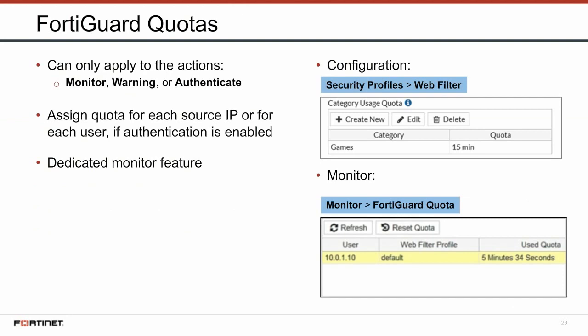FortiGate also includes a feature to customize the quotas of time to access the categories that are set to monitor, warning, or authenticate in the web filter profile. You can customize multiple quotas, timers. Each quota can be applied to either a single category or multiple categories. If the quota applies to multiple categories, the timer is shared among all the categories instead of having a single timer for each individual category. If the authentication is not enabled, FortiGate automatically assigns quotas for each source IP, as the monitor feature shows. Now, let's take a look at how quotas work.